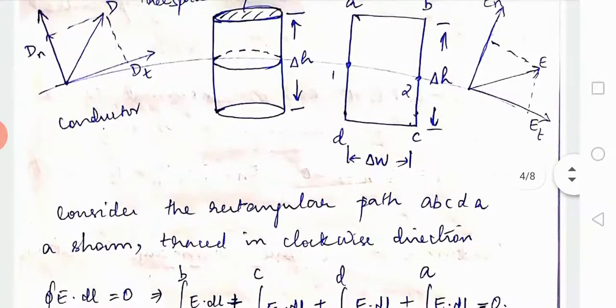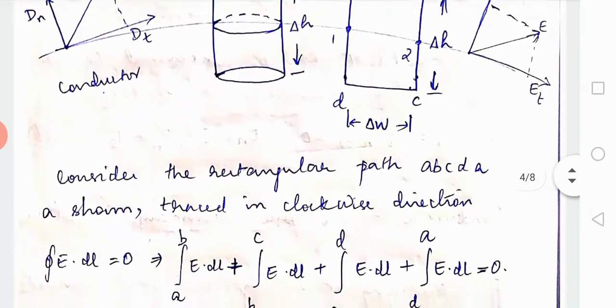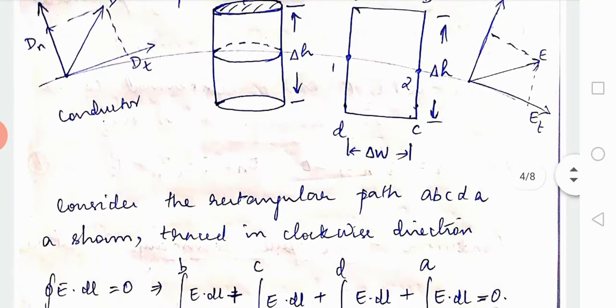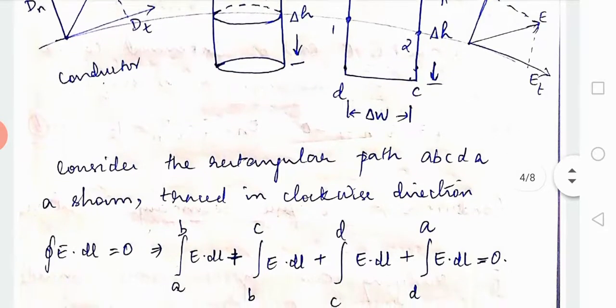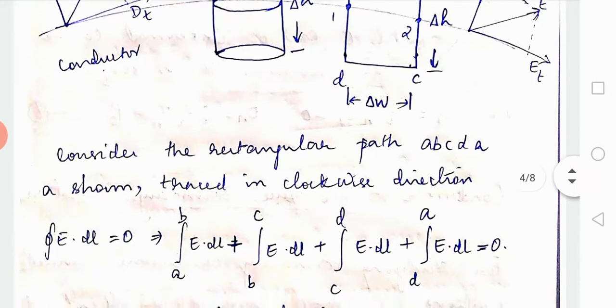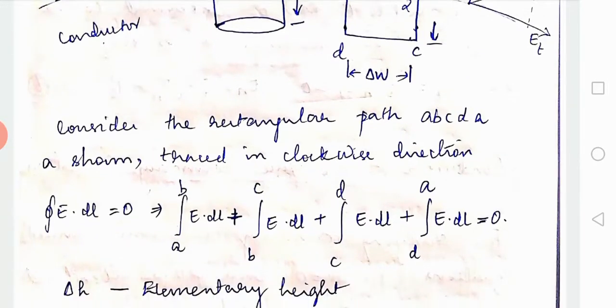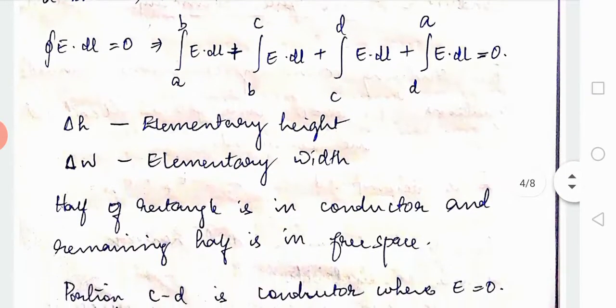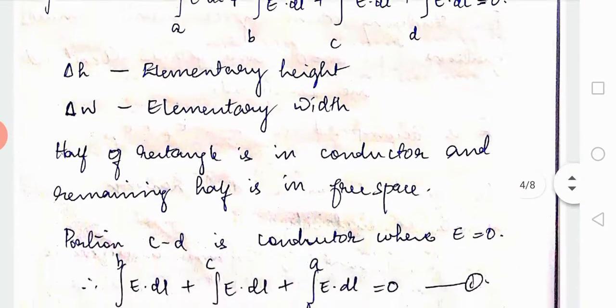So considering the rectangular path ABCDA as shown, we can write integral E dot dl equal to 0. It means it is split into A to B, B to C, C to D and D to A, the same style which we did in the previous derivations. So integral A to B E dl plus integral B to C E dl plus integral C to D E dl plus integral D to A E dl is equal to 0. Now what is delta h and delta w? It is the elementary height and elementary width. Now half of the rectangle is in the conductor and the remaining half is in the free space.